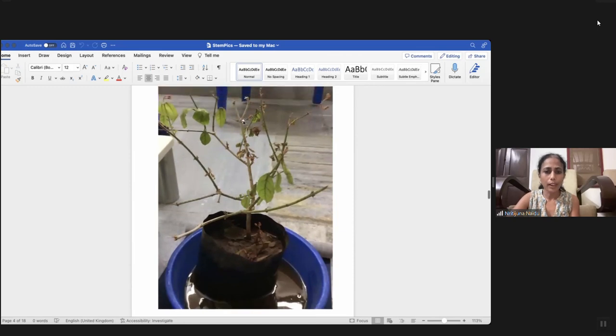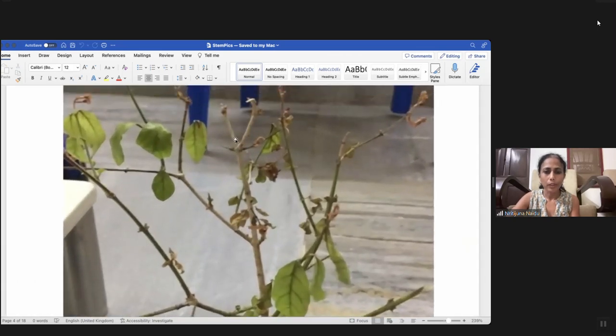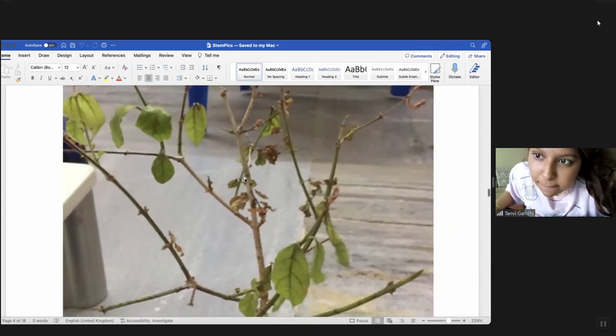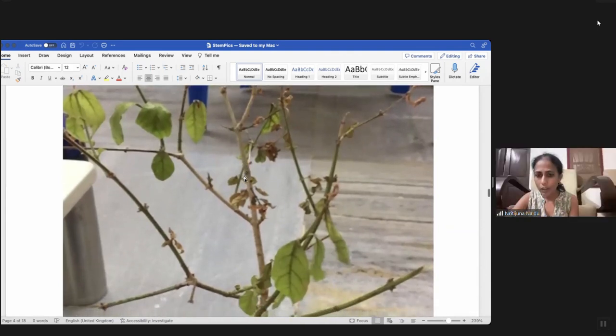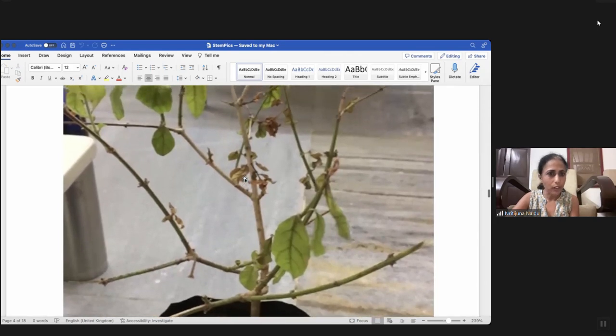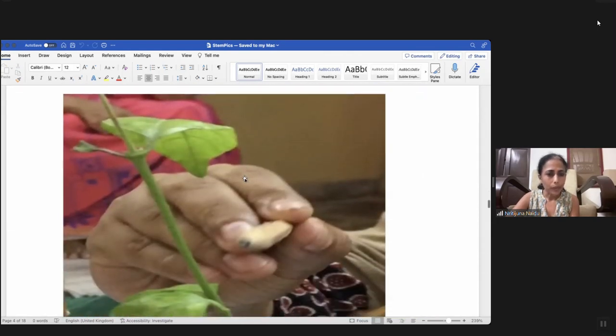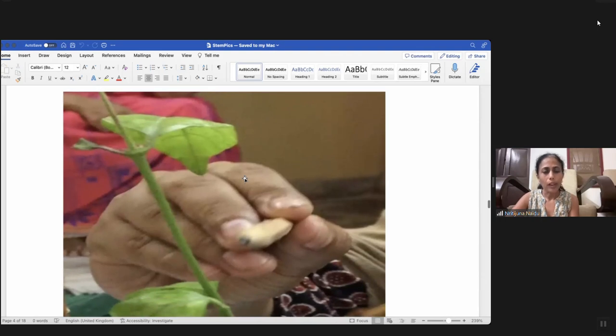Then you point to the axil. Ma'am, can you show it again, please? Sorry? Can you show the axil again? Yeah, one second. I'm just trying to find a better position to show it to you.